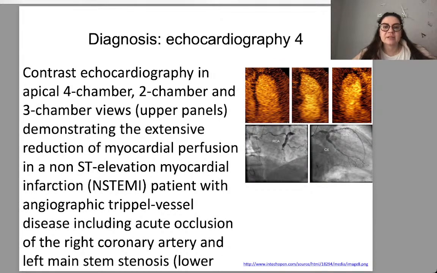Here it is a little bit of another view. It is contrast echocardiography in apical 4-chamber, 2-chamber and 3-chamber views. It is in the upper panels. It's demonstrating the extensive reduction of myocardial perfusion in a non-ST elevation myocardial infarction and STEMI patient with angiographic triple vessel disease, including acute occlusion of the right coronary artery and left main stem stenosis. It was confirmed by coronary angiography, an invasive test. You see it in the lower panels.